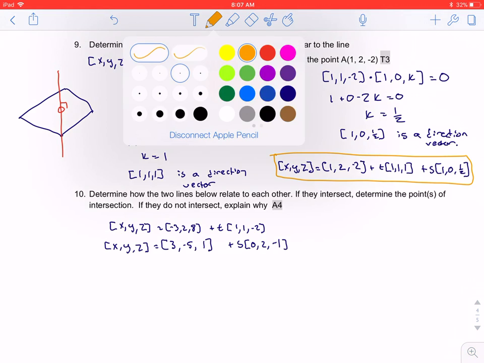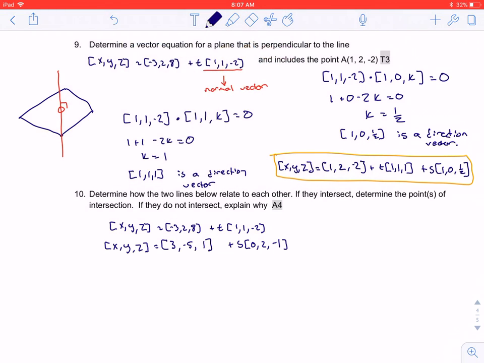Okay? And again, the reason we know that it is perpendicular to the line that's given is that these two direction vectors, when we take the dot product of them with the normal vector that's given, they're equal to 0. Okay? That's how we know it's perpendicular.